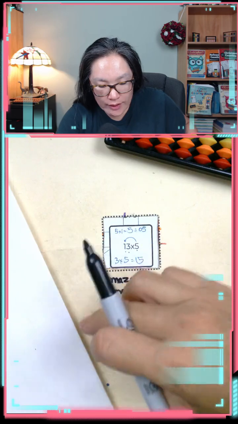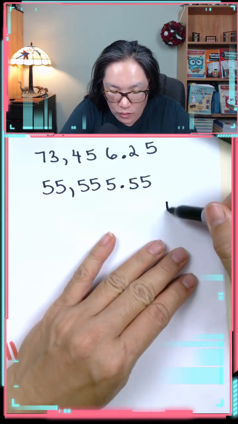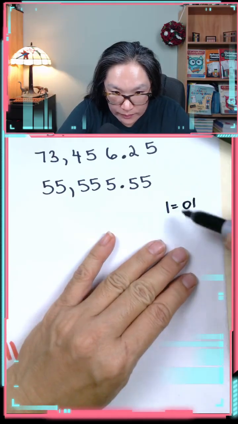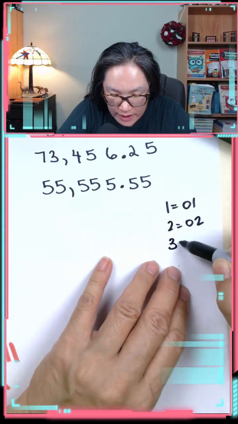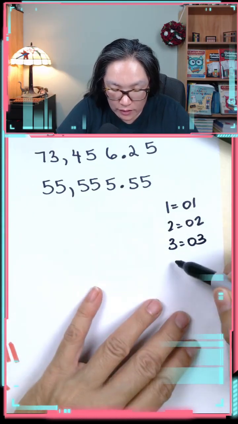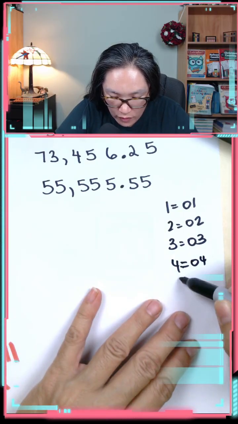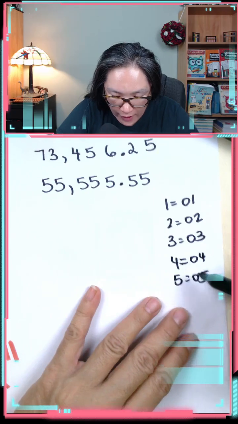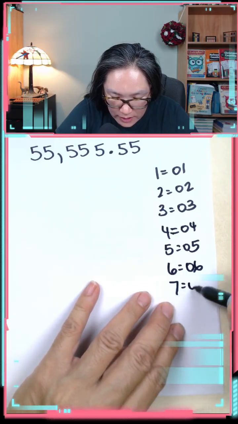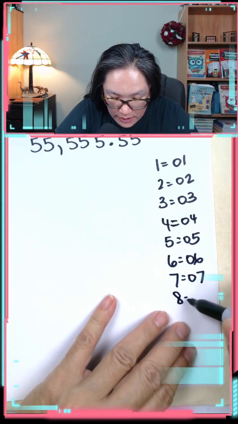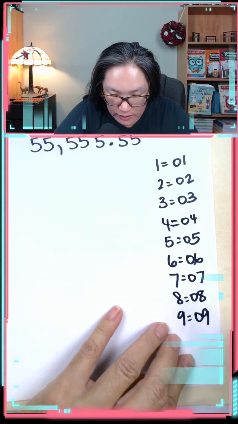So why are we going to do that? 1 is equal to 0, 1. 2 is equal to 0, 2. 3 is equal to 0, 3. 4 is equal to 0, 4. 5 is 0, 5. 6 is 0, 6. 7 is 0, 7. 8 is 0, 8, and then 9 is 0, 9.